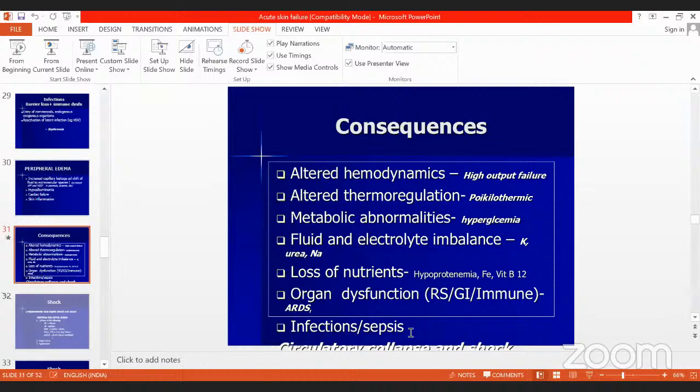So what happens with all these things that happen? You have altered hemodynamics. We spoke about this, which results in a high output cardiac failure. The patient becomes poikilothermic. You can have hyperglycemia. You can have fluid and electrolyte imbalance, loss of nutrients in the form of hypoproteinemia. Patient can go in for organ dysfunction, respiratory system, GI, immune, and infections and sepsis can set in, which all result in circulatory collapse and shock.